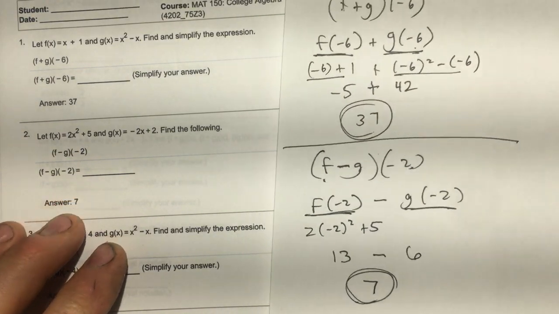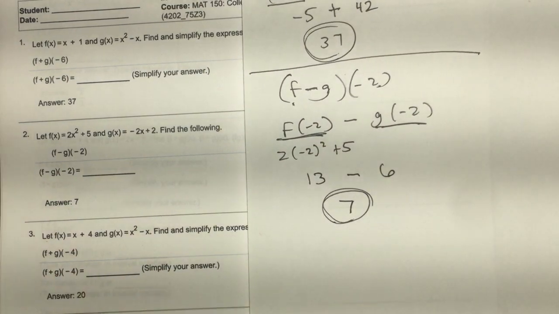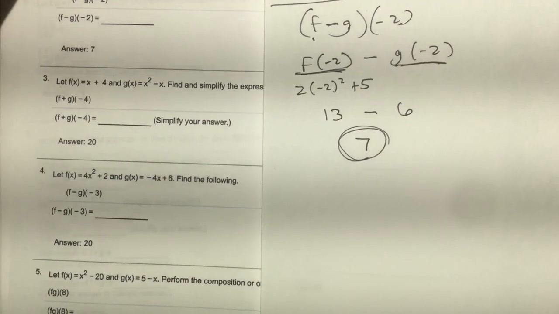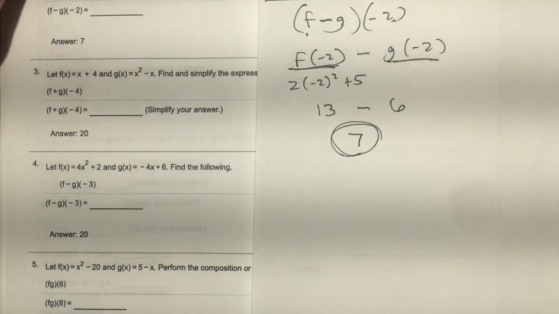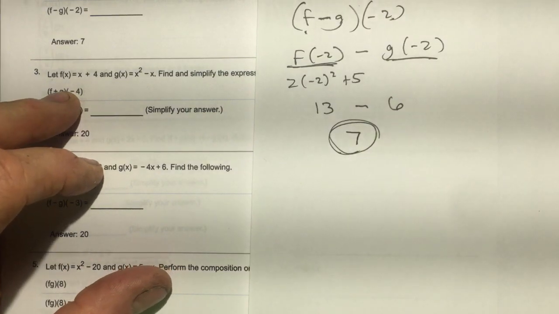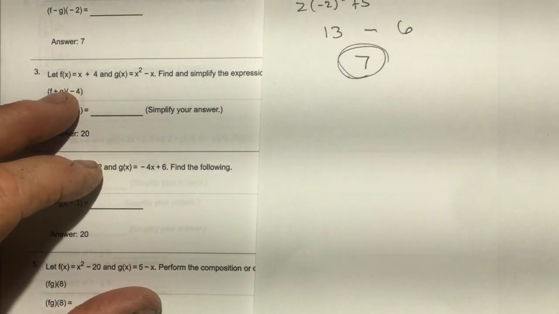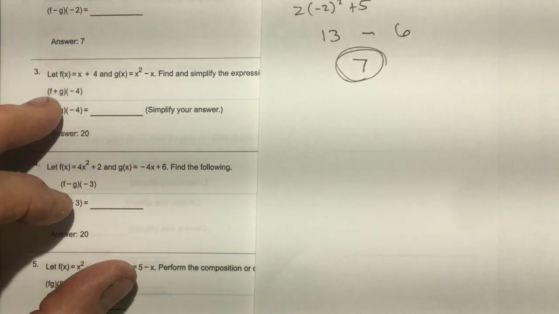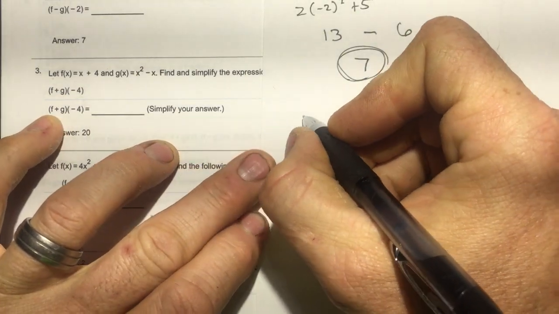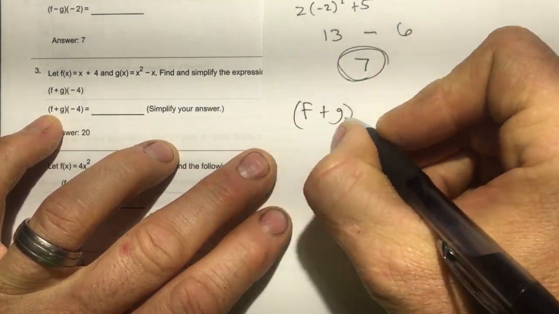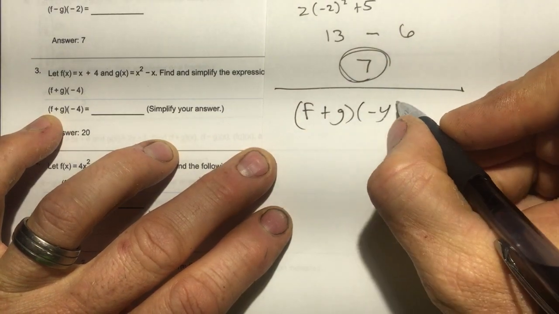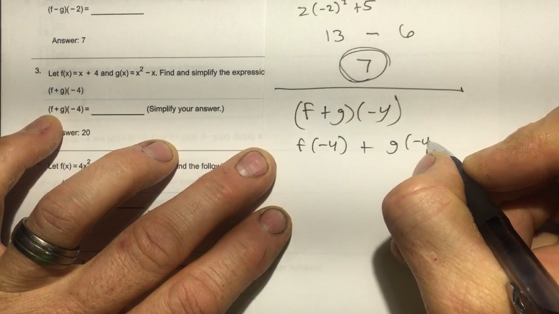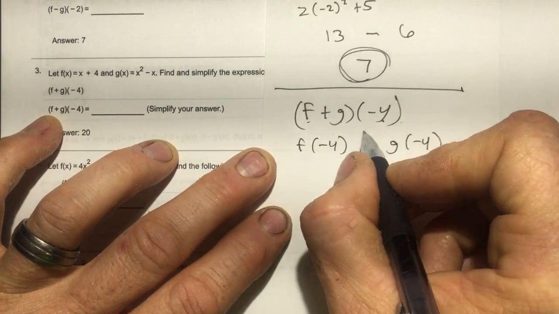Let's scroll on up here to number 3. Let's move this up a little bit. All right, number 3. We have f of x is this, g of x is that. Now, what is (f + g)(-4)? That means it's going to be f(-4) plus g(-4).